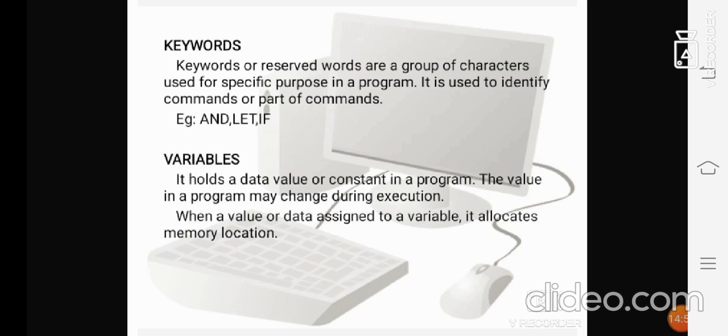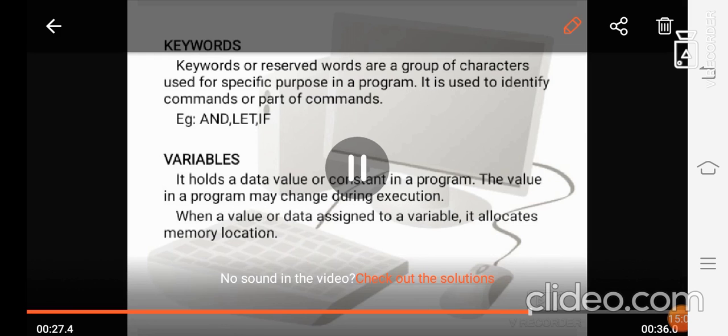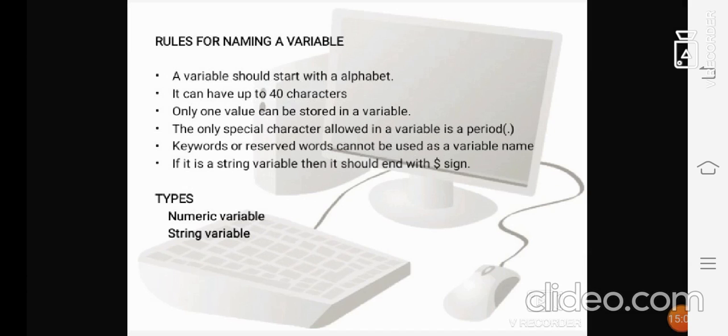And we have two types of variables. There are two kinds of variables that we need to know, very important. One is numeric variable, the other one is string variable, and these are types.